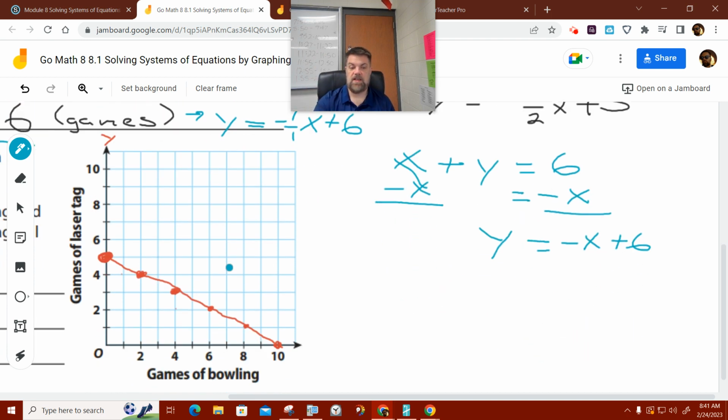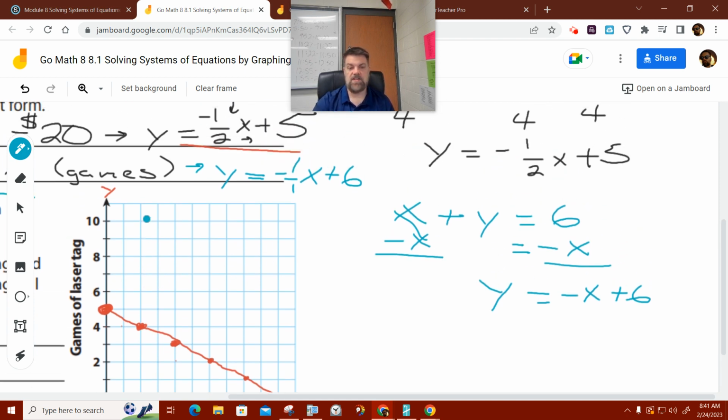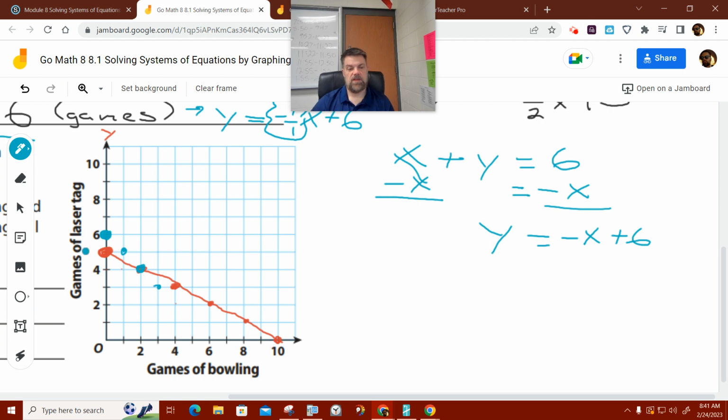All right, so let's check this bad boy out. I'm going to go to my y-intercept. What's my y-intercept? 6. So I'm going to put my dot there. Now what do I do? Down 1 over 1. See this slope? So that means I'm going to go down 1 over 1, down 1 over 1. Hey, here's the intersection. Down 1 over 1, down 1 over 1, down 1 over 1. Connect my dots.